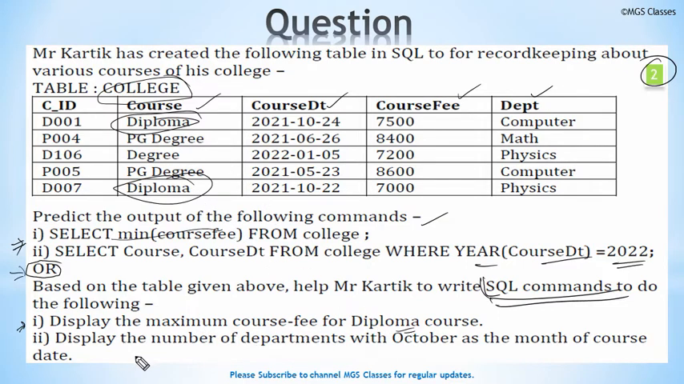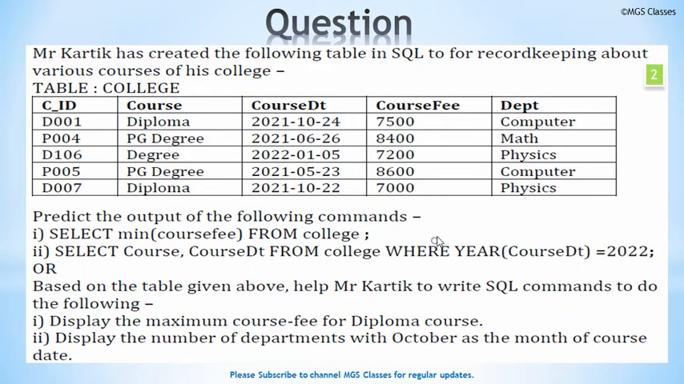That query you need to write, and also display the number of departments with October as the month of the course date. He is asking you to write the SQL query that will display the number of departments whose course date is in the month of October. He is interested only in counting those departments whose course date is 10, or we can say October. We will discuss these questions in detail one by one. So let's see the first question.